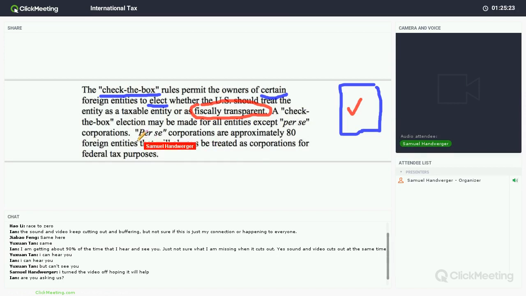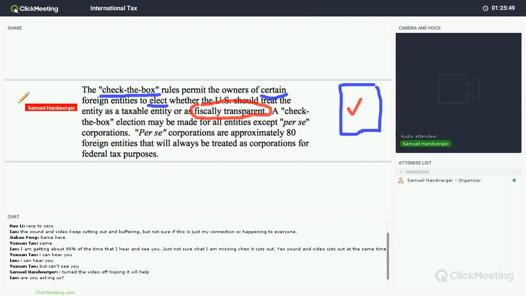How do we know if it's per se? You just go to the Treasury regs to find out. It's not something that we decide on our own. It's not something that we figure out on our own. It's either going to be in the regs or not. But if it's in the regs as a per se corporation, you can't check the box. And there we go. I had it close. I was saying it's like 75, but there's 80 foreign entities that will always be treated as corporations.